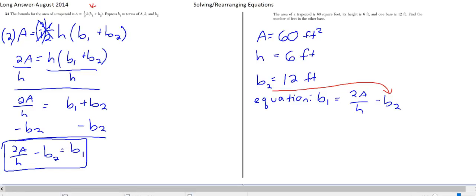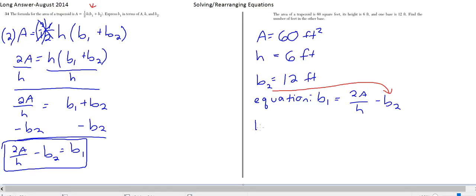Had we used the original equation from the question, A is equal to 1/2 of h times (b sub 1 plus b sub 2), we would have had to plug in the numbers and then solve for b sub 1 or b sub 2. Here we already have the equation in terms of one of the bases. So let's use the equation that we already solved for.